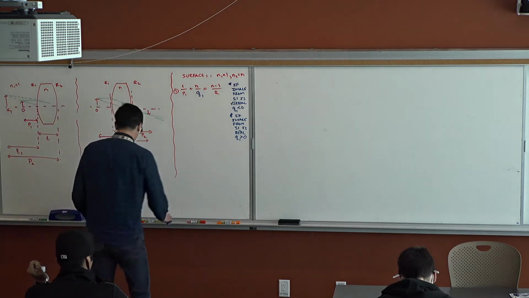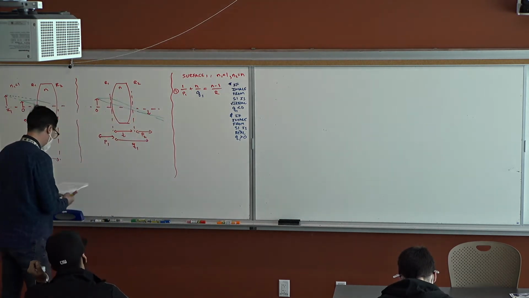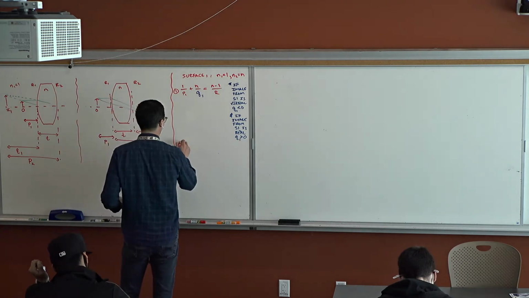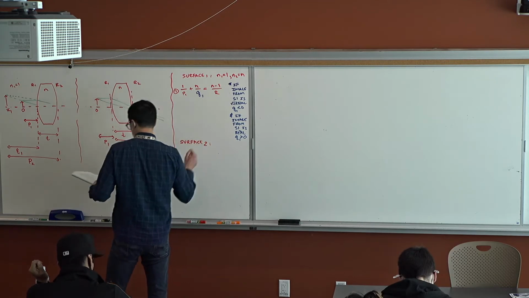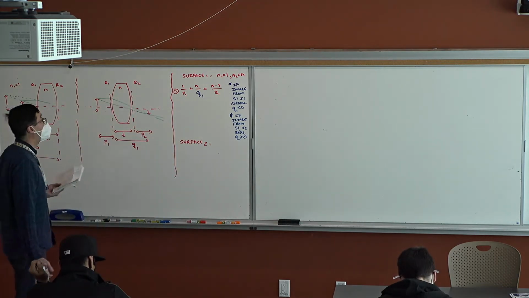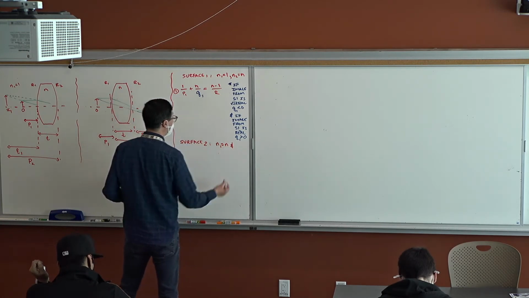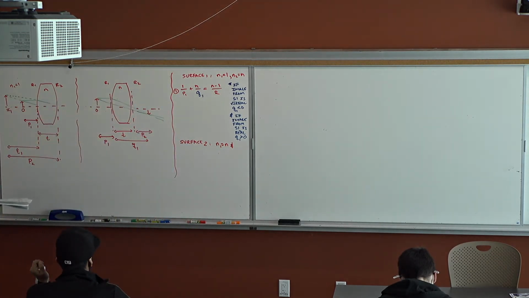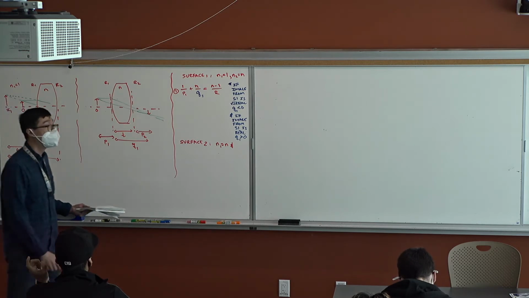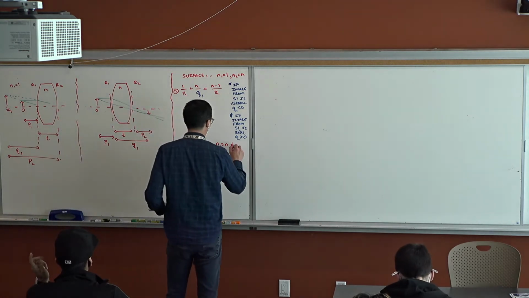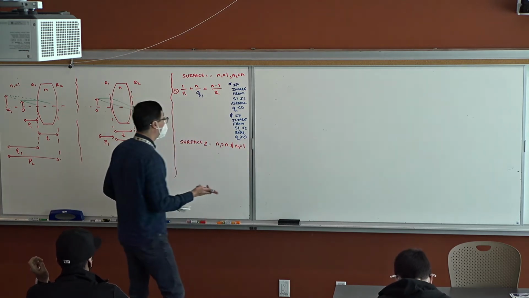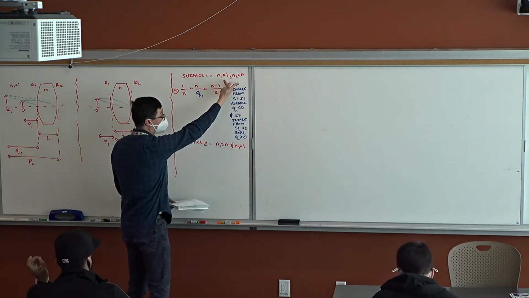So for surface 2, we have n1 is n, and what's n2 this time? So this is surface 1, this is surface 2. So outside of the lens I want to be air, so in this case n2 is 1. The roles of these get reversed.